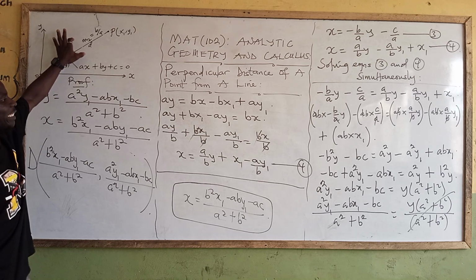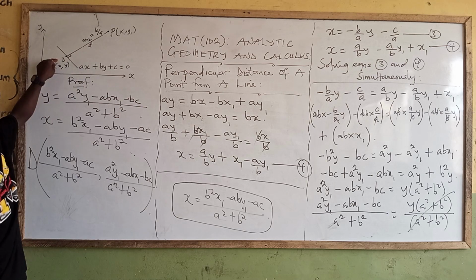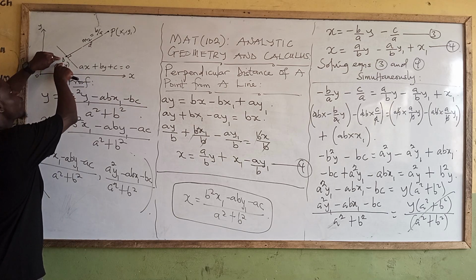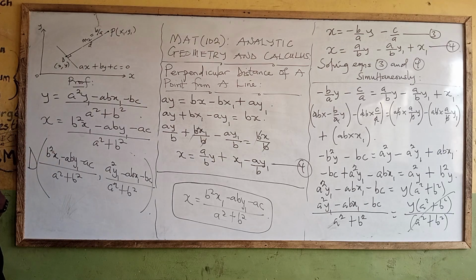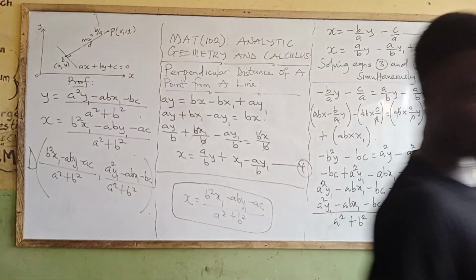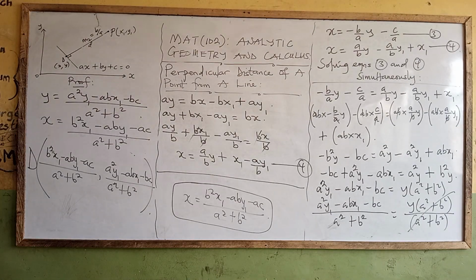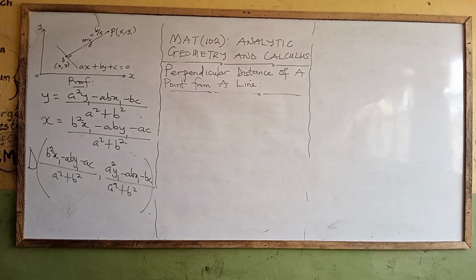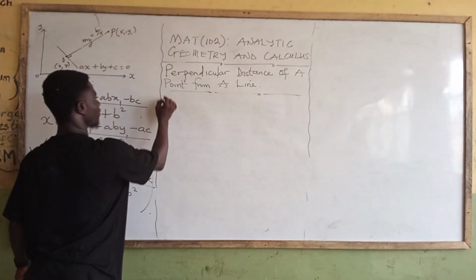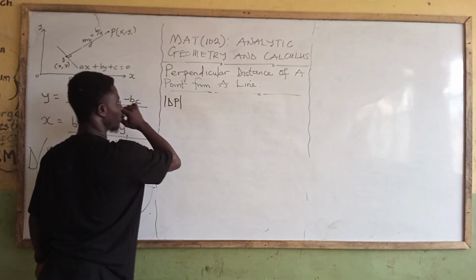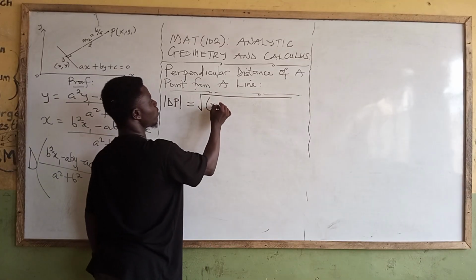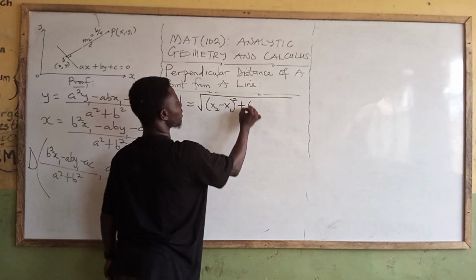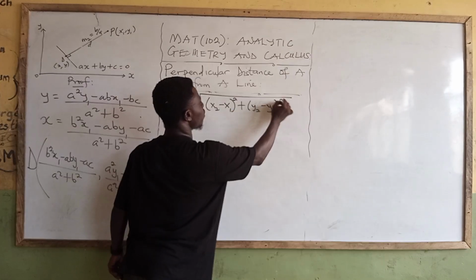We can find the distance, the magnitude. So we want to find the magnitude moving from point D to point P. What is the length between these 2 points? So now let's proceed to find the distance. The length of DP must be equal to the square root of x2 minus x1 all squared plus y2 minus y1 all squared.